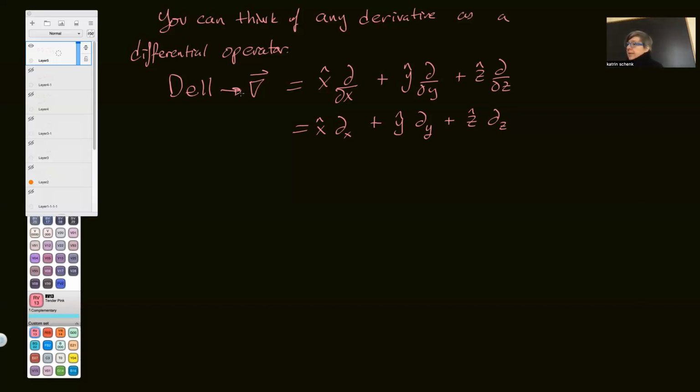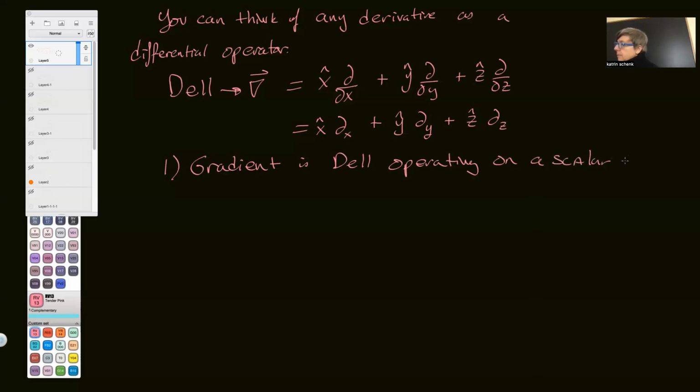Okay, so the gradient is del operating on a scalar function. So like del T, and what you get out of it is a vector, right?